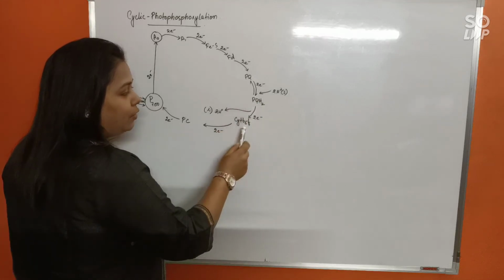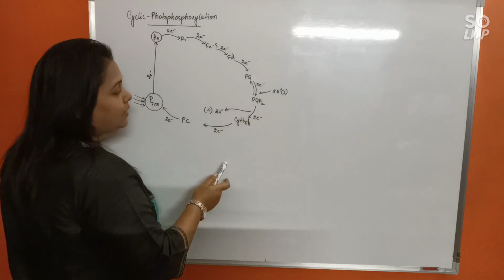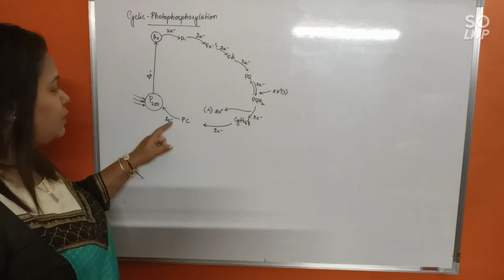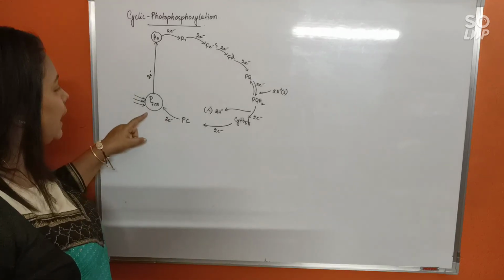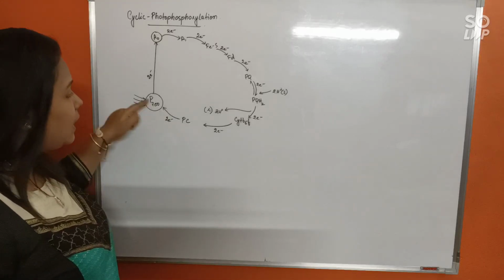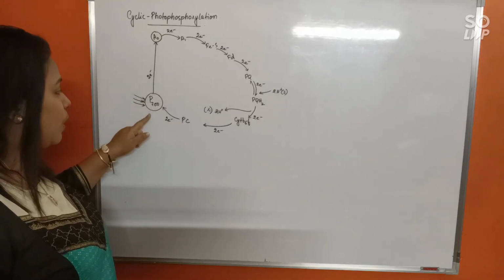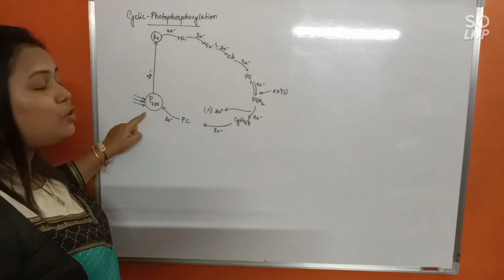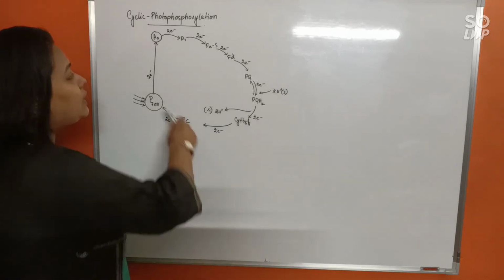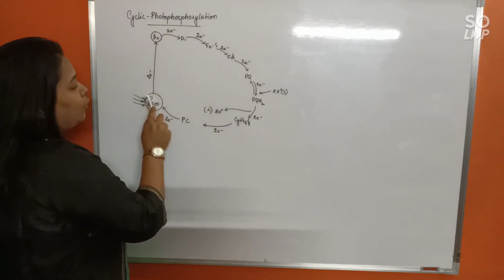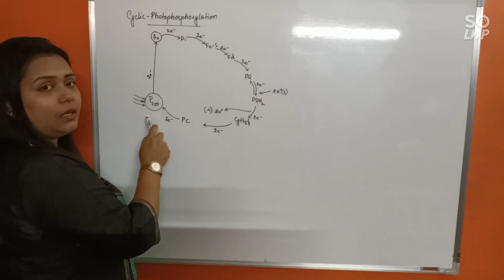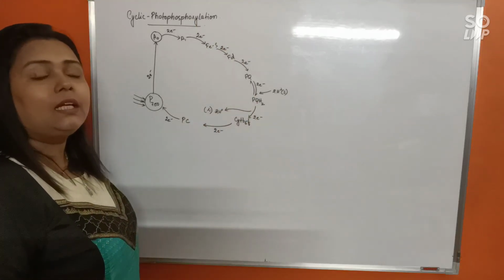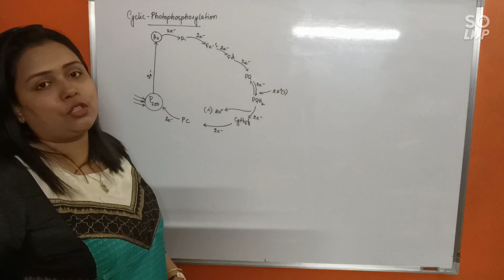This happens through the cytochrome b6f complex, and then from there the electrons will finally be passed on to plastocyanin, from where the electron which was lost will be compensated to PS1. Plastocyanin will give the 2 electrons back to PS1. So that's why it is forming a cycle. The electrons are being liberated from PS1 and are getting back to PS1 again. That's why we call it cyclic photophosphorylation.